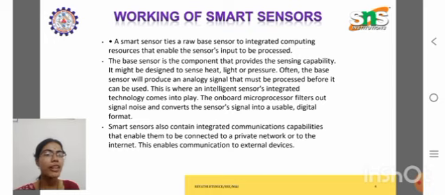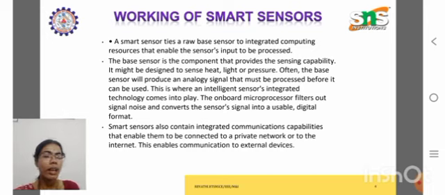It might be designed to sense heat, light, or pressure. Often the base sensor produces an analog signal that must be processed before it can be used. The signal is pre-processed before we use it. This is where an intelligent sensor's integrated technology comes into play. The onboard microprocessor filters out signal noise and converts the sensor's signals into a usable digital format.